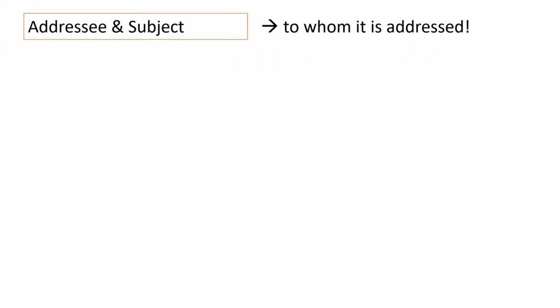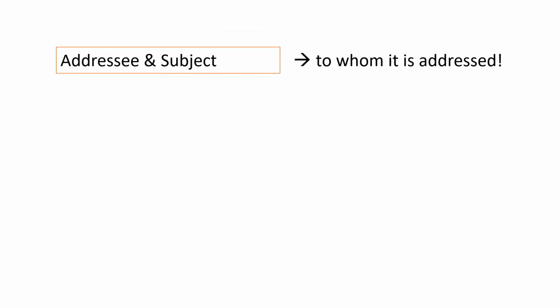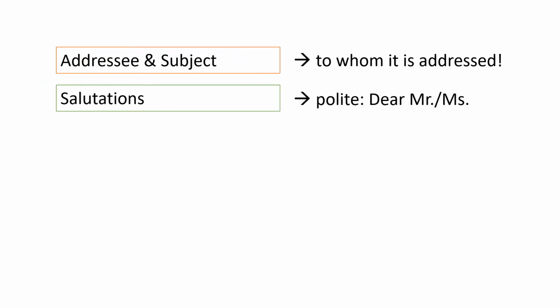The structure of a formal email of complaint or request is usually the same. We start off with the addressee, the person or company your email is addressed to, as well as the subject. So, what's the email about? Then you continue with the salutations. The salutations are polite. We usually stick with a simple Dear Mr. or Dear Mrs.